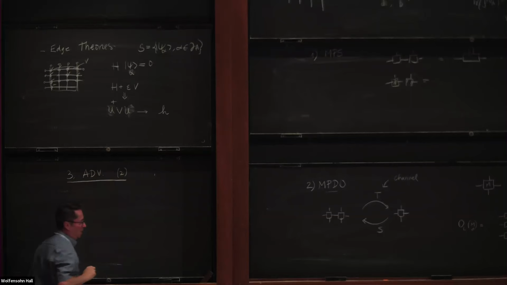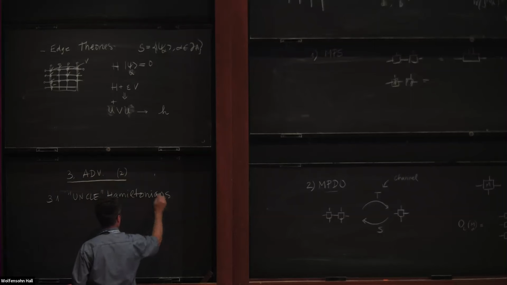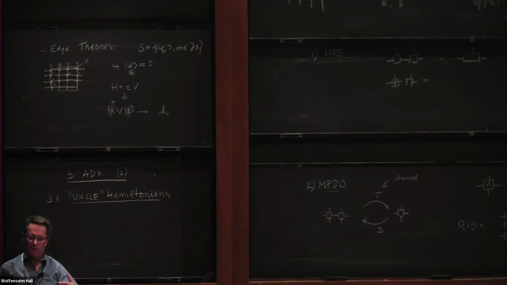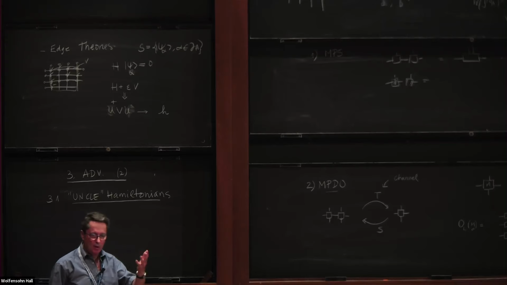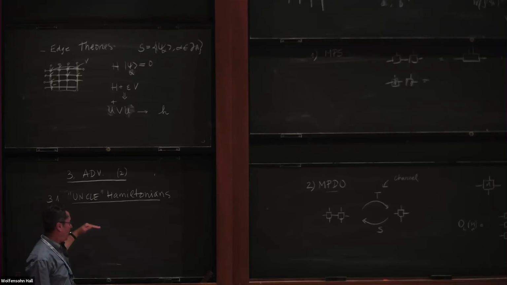These are maybe not so relevant, but are curiosities. The first thing that I want to mention is what I call Ankel Hamiltonians. That's another way of finding parent Hamiltonians of your tensor networks, but what will be different from the other one is that they will give rise to a different Hamiltonian. And in fact, this will have a continuum spectrum. So it will be gapless with a continuum spectrum.